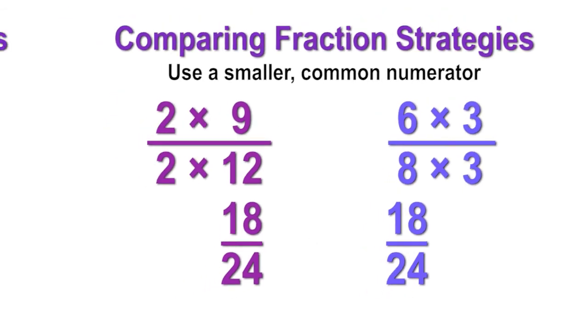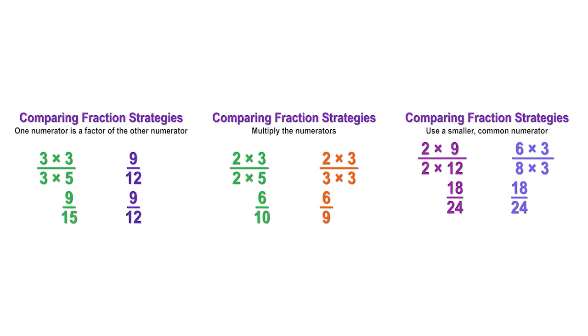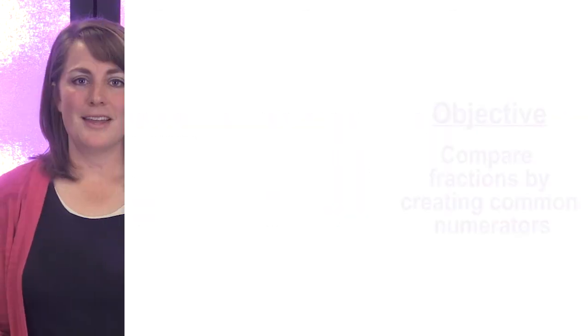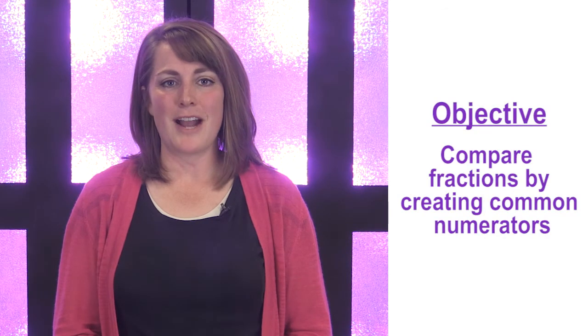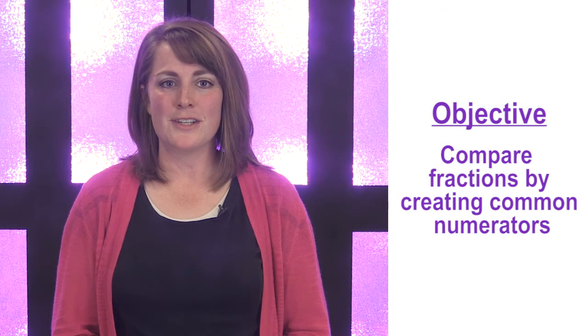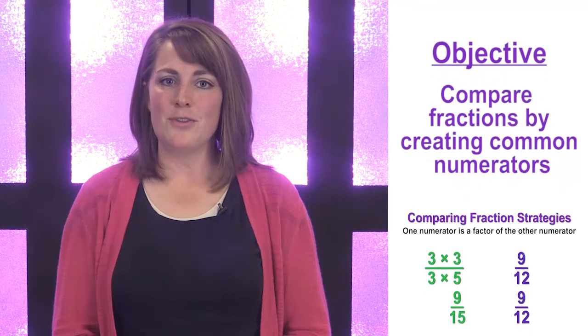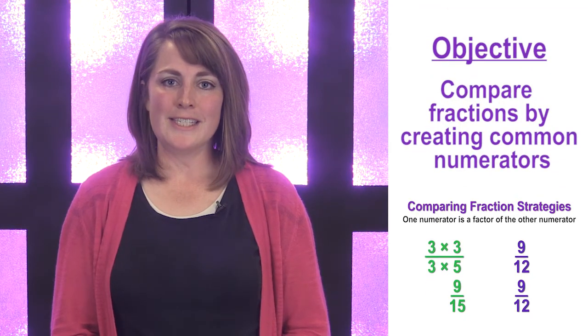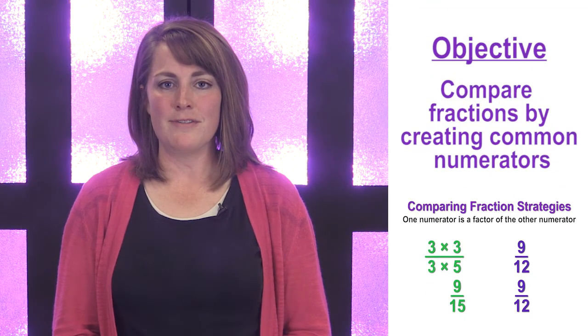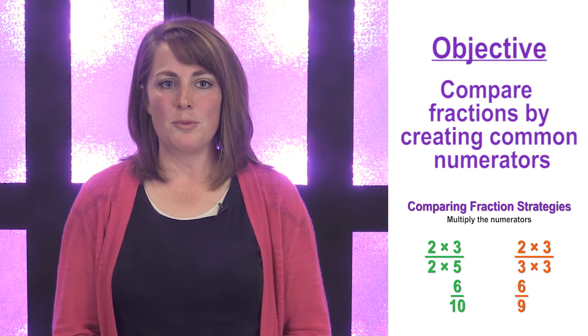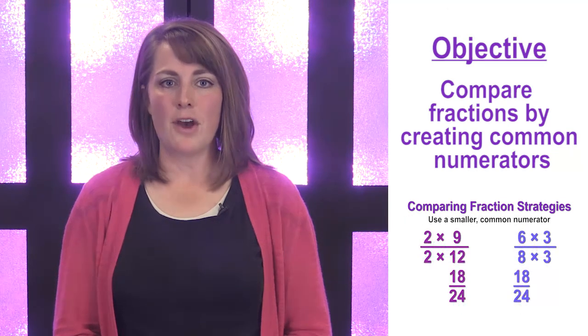However, recognize that there are several strategies that will lead to a correct answer. Students often think there is one right or best way to compare fractions, when in reality there are many strategies that may work equally well. The objective for this lesson was to compare fractions by creating common numerators. We met this objective by using 3 strategies: looking to see if one numerator was a factor of the other, multiplying the numerators, and using a smaller common numerator.